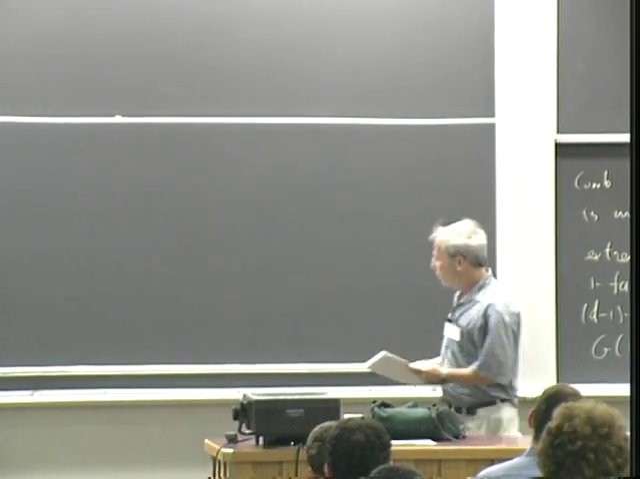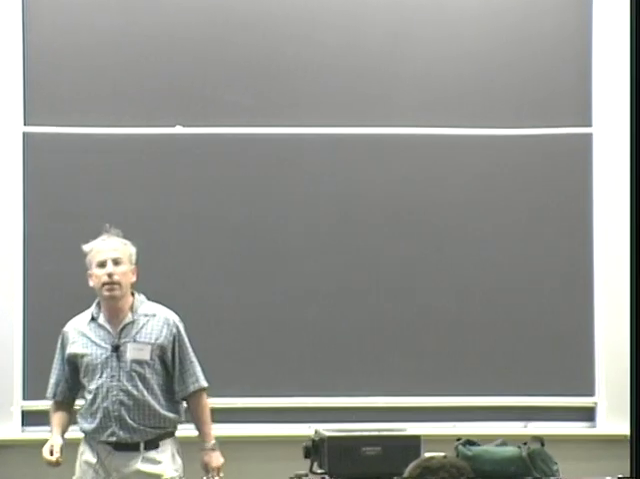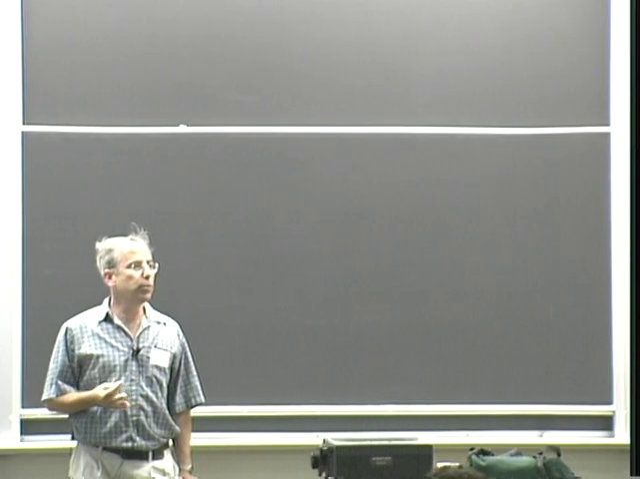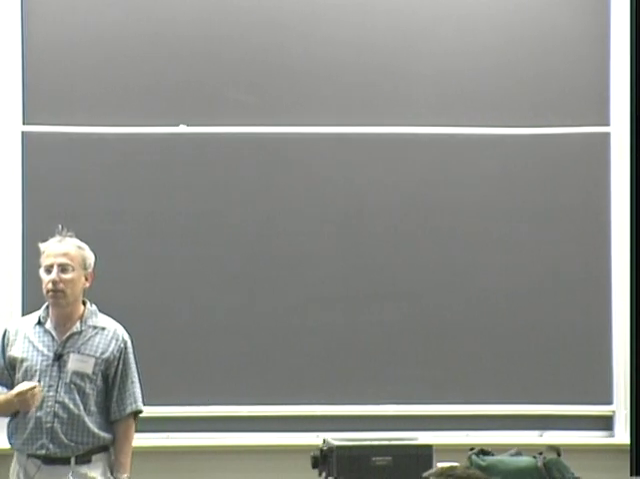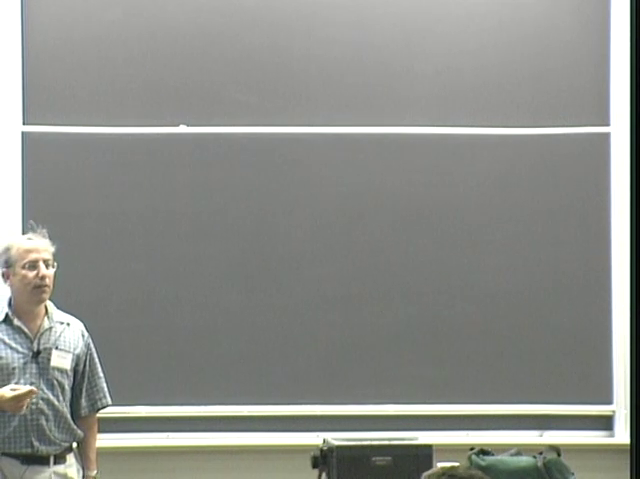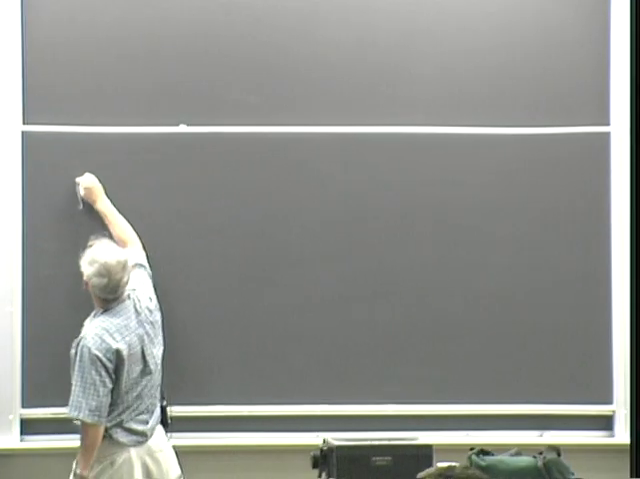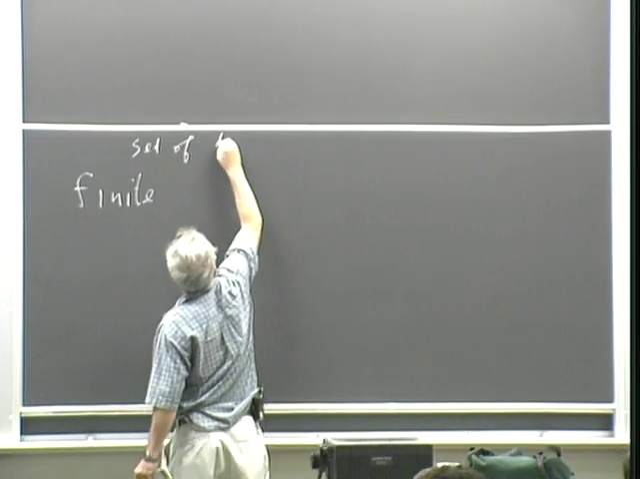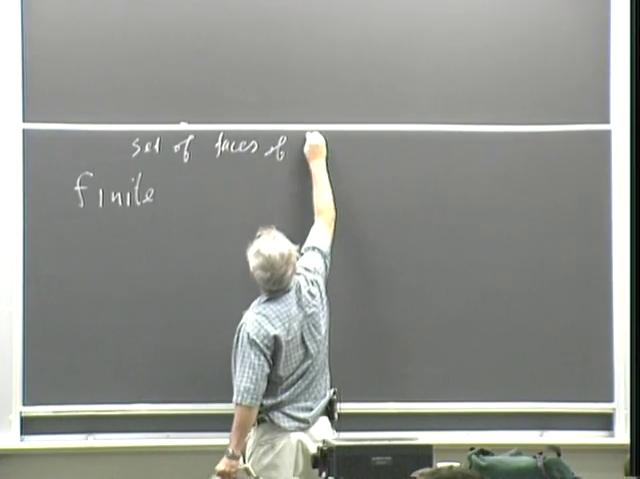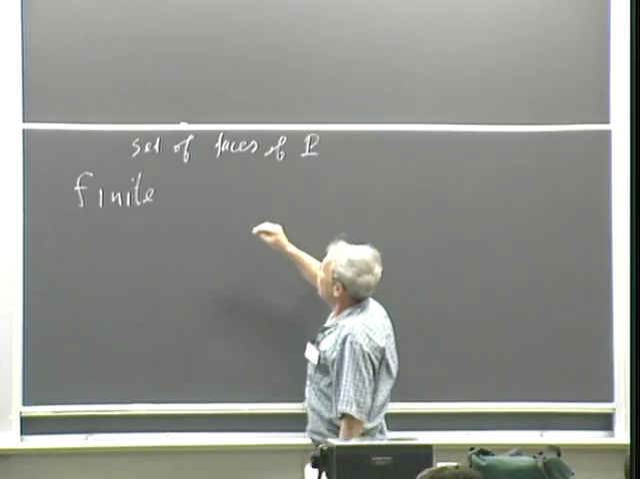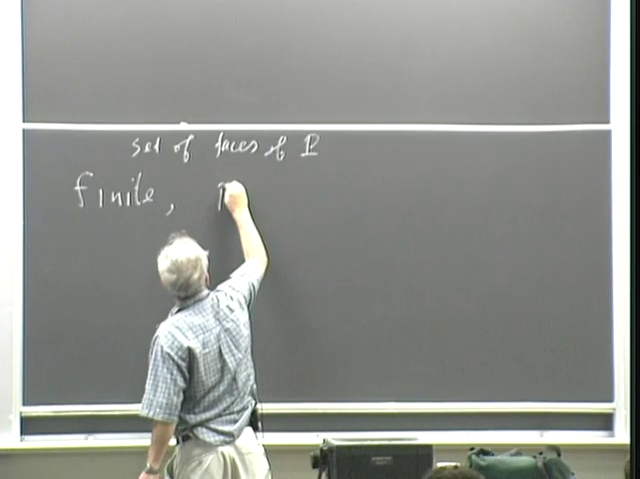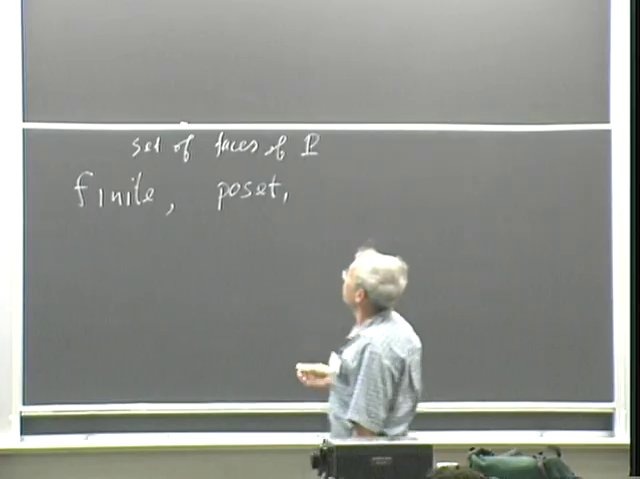So just a few more things. What can be said about the set of faces of a polytope? What kind of object is this? Finite, yeah. So everything that was said was correct. The first thing, it's finite. So the set of faces of P is a finite partially ordered set. It's a poset. A poset is a partially ordered set.